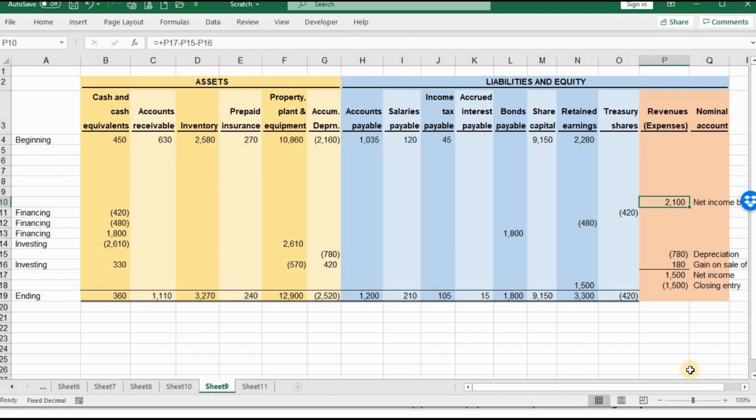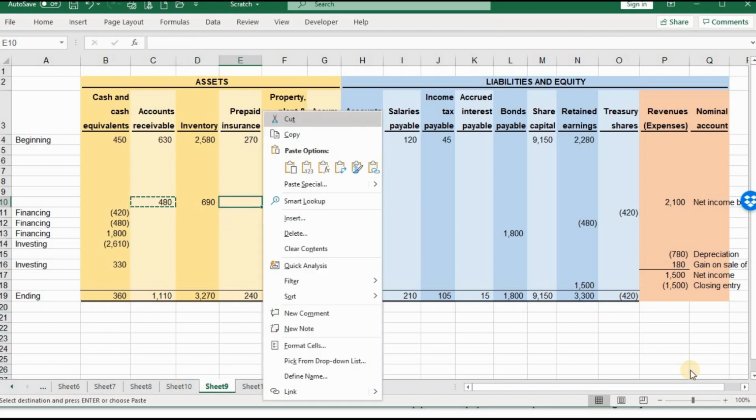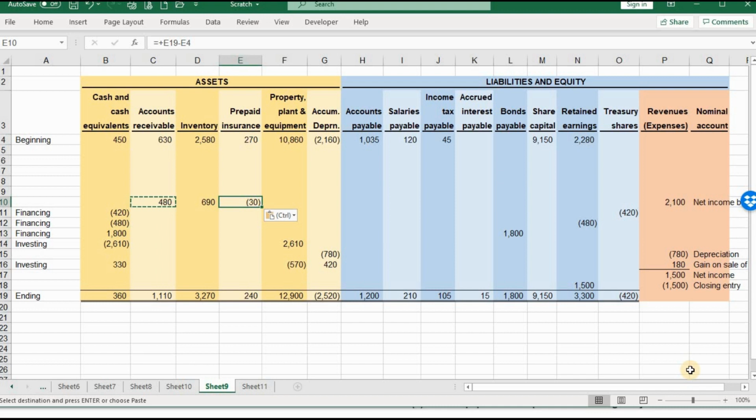Now, let's get the increases and decreases in the current assets and current liabilities accounts. Let's start with accounts receivable. Accounts receivable has an ending balance of 1,110 and a beginning balance of 630. So this means that the accounts receivable has an increase of 480 pesos. For inventory, there is an increase of 690, which is 3,270 minus 2,580. And for prepaid insurance, we have a decrease of 30 pesos. So we're done with the current assets.